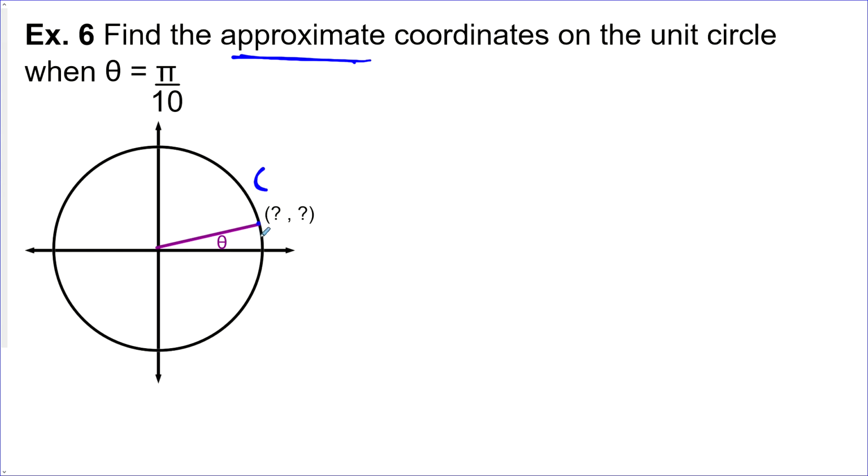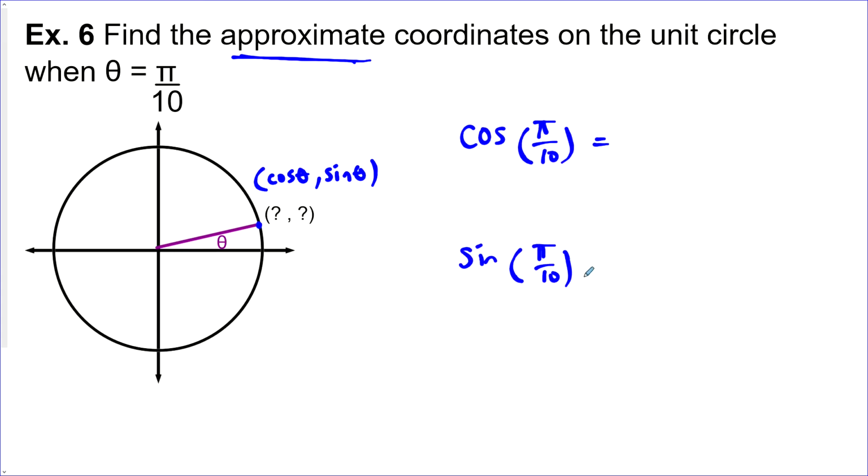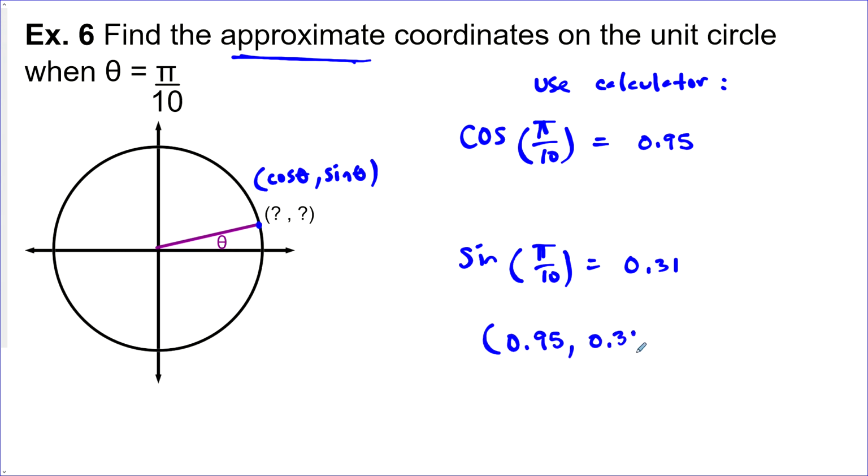Remember, this point on the unit circle is (cos theta, sine theta), and in this case cos pi over 10 and sine pi over 10. Again, this isn't a special angle, but we only want the approximate value, so we use our calculator. And we get 0.95 approximately, rounded to 2 decimal places, and 0.31 approximately, and so the coordinates of this point are 0.95 and 0.31.